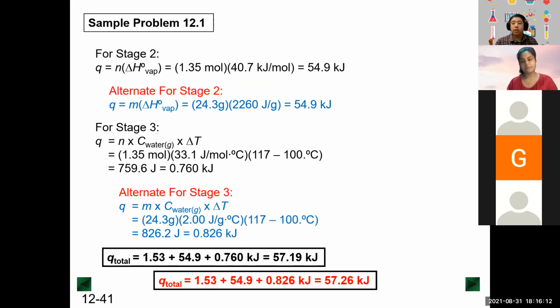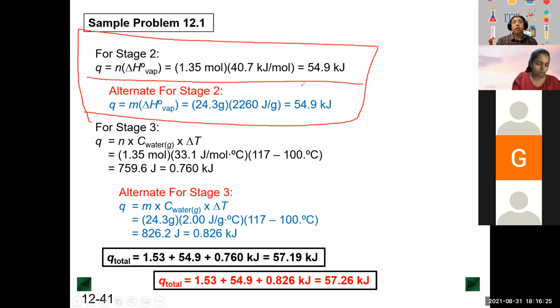How much energy does it take to change the phase? We have no delta T, no temperature change. Okay. So I'm changing from liquid to gas. You can go ahead and use either of these two equations up here. If you notice, they give you the same value, right?